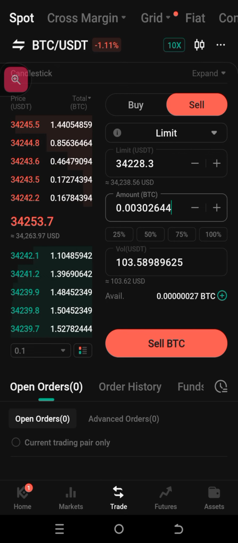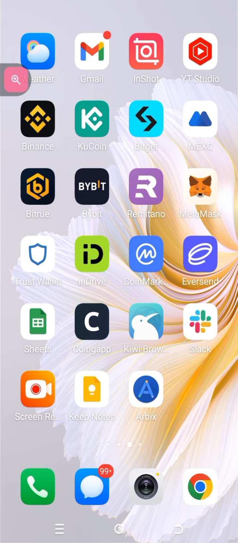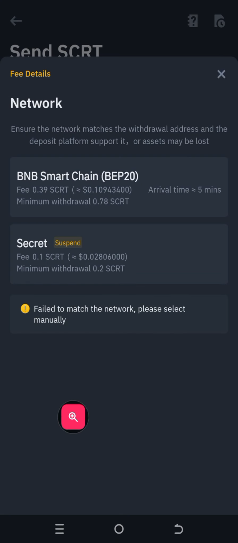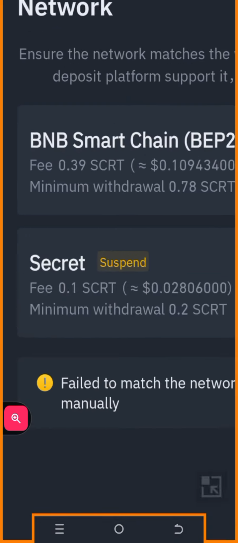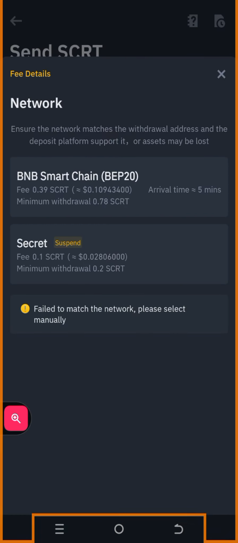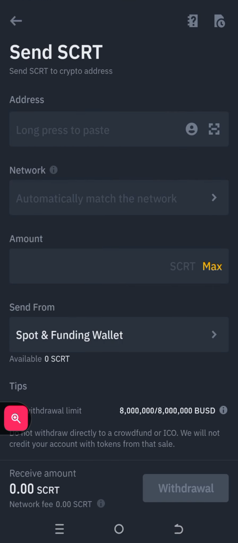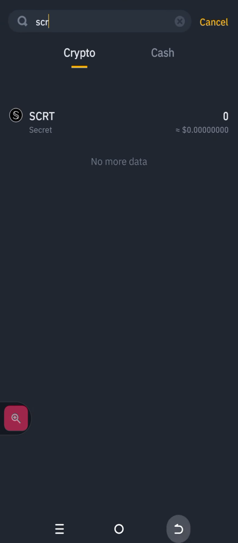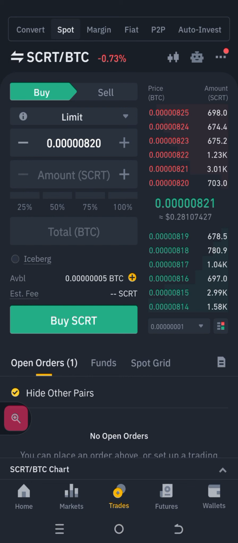Now we're here. And the only thing that's standing in our way is that we can't even withdraw this with Secret, because the withdrawal network of Secret has been suspended. Can you see that? It has been suspended. So these are the pros and cons, okay? Let me go back. This was supposed to be a profitable transaction, but what exactly stalled this transaction? The withdrawal network and the deposit network are not matching.